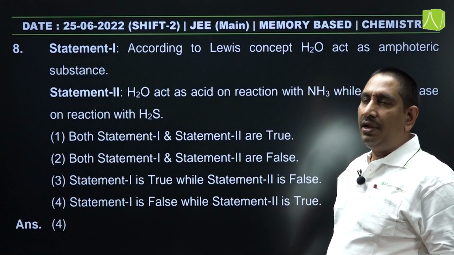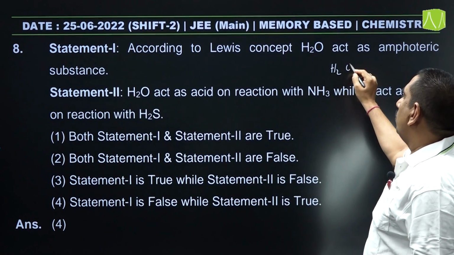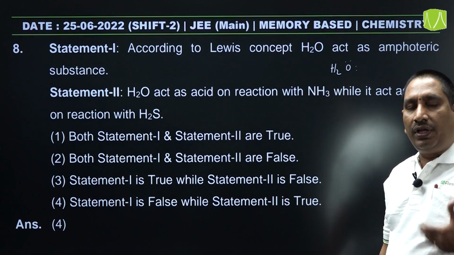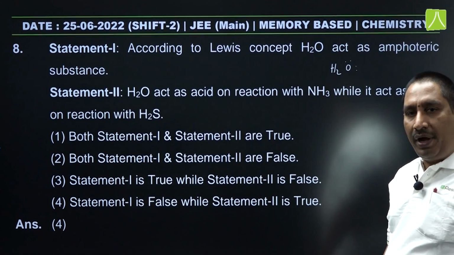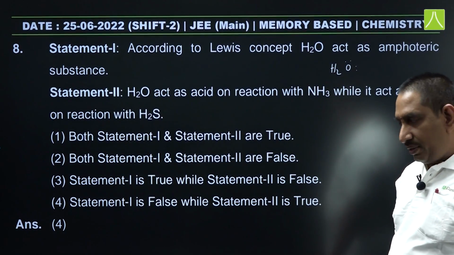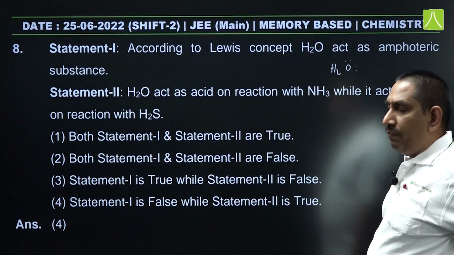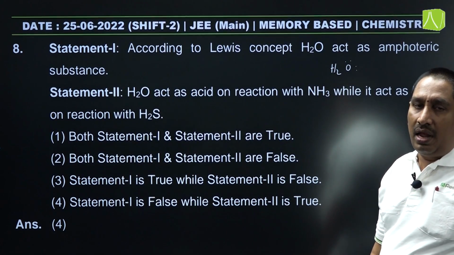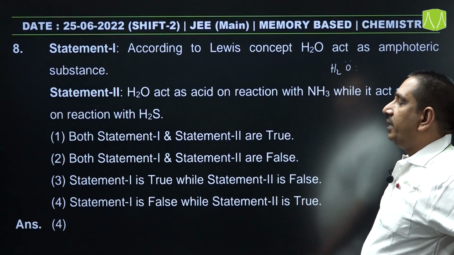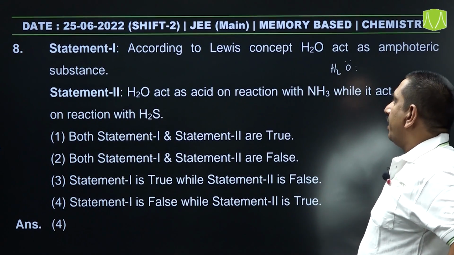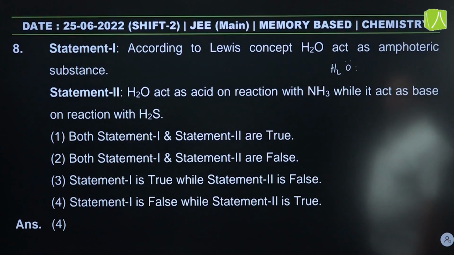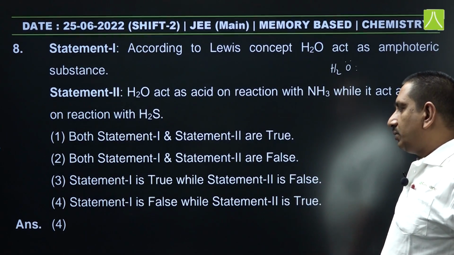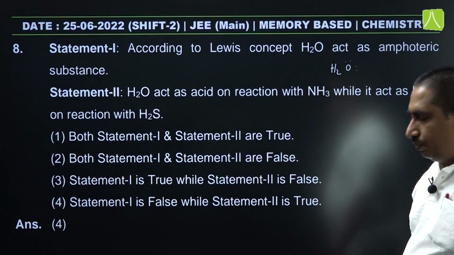But according to Lewis, H2O is having lone pairs and it is the lone pair donor. So, according to Lewis, it is a base, but not an acid. That is why it is not amphoteric, but according to Bronsted or Arrhenius, you can say it is amphoteric. And second statement, H2O acts as acid on reaction with ammonia, while it acts as a base on reaction with H2S. Yes, it is correct. So, statement 1 is false and statement 2 is true.